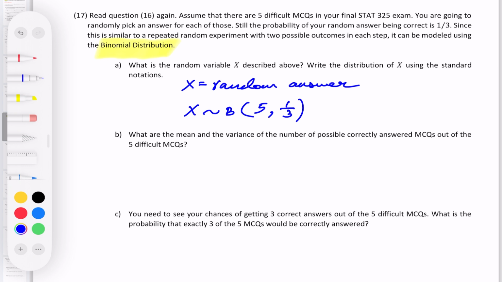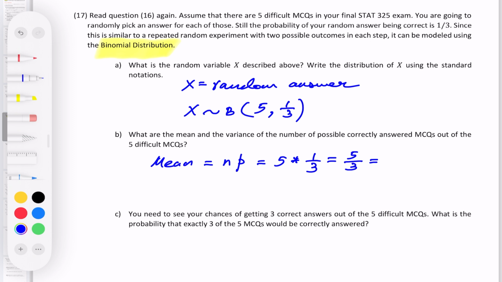Let's go to part B. What are the mean and the variance of the number of correctly answered MCQs out of the 5 difficult MCQs? That means I simply need the mean and the variance for the binomial distribution. So how did we define the mean for the binomial distribution? For the binomial distribution, we defined the mean to be equal to n times p. For this example, n equals 5, p equals 1/3. So it's 5 times 1/3, which will be simplified to 5/3.